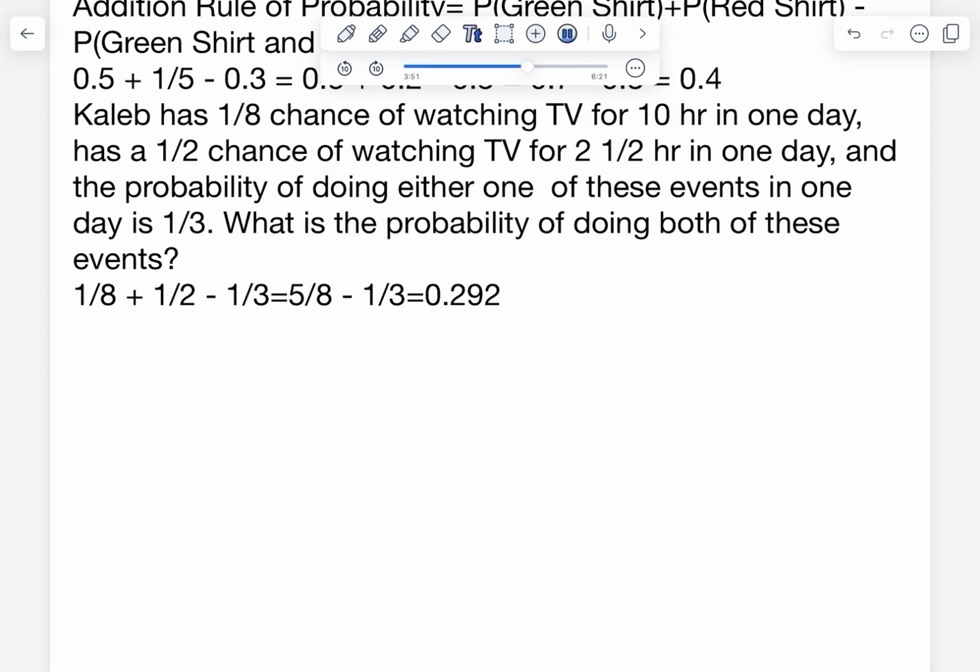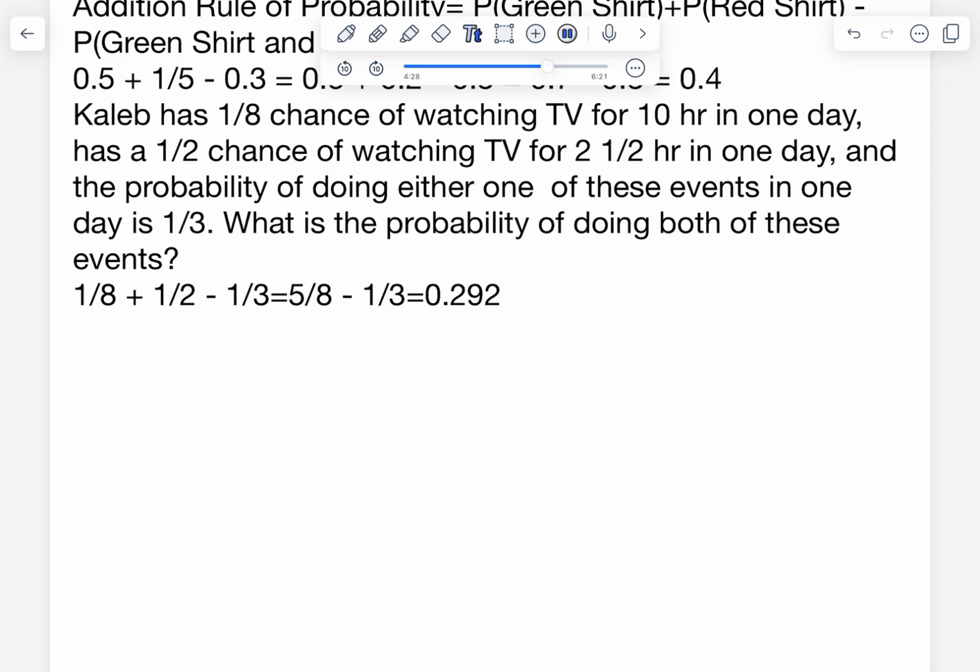So the first event, remember, Caleb has a 1/8 chance of watching TV for 10 hours in one day. So 1/8 is going to be our first probability. And our second probability, the second event, has a 1/2 chance of watching TV for 2.5 hours in one day. So we add these two probabilities, 1/8 plus 1/2.